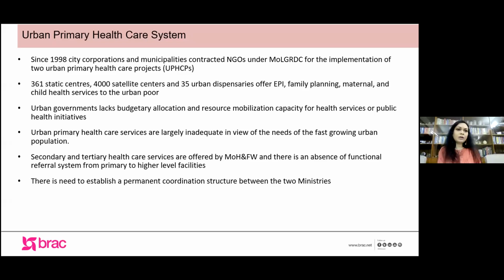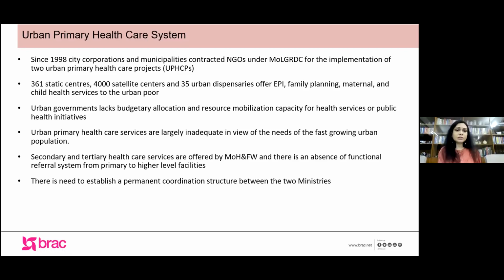In the urban primary healthcare system, if I talk about it a little bit briefly, the Ministry of Local Government provides this with multiple NGOs through city corporations, and there are 361 static centers, 4,000 satellite centers, and 35 urban dispensaries. This caters to the whole huge urban population, and they mostly focus on family planning, immunization, maternal and child health services, and also currently they have added NCD.